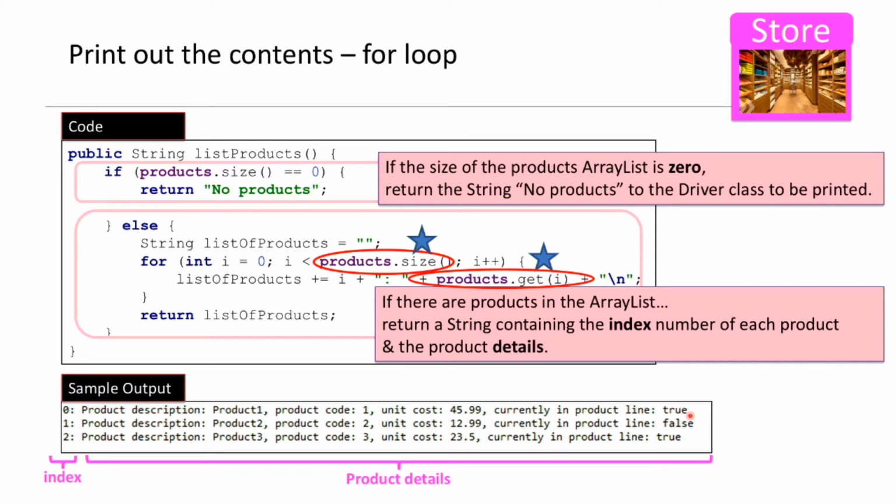Okay. So the important bits here are products.size tells us how many elements, how many products are in our array list. And products.get(I) is getting back the product at the current index. So it's accessing the current index in the array list.